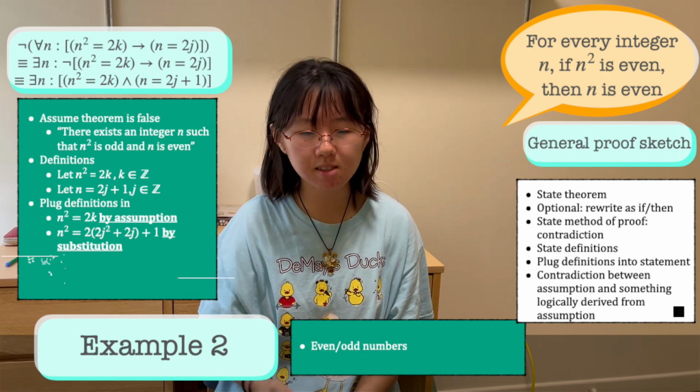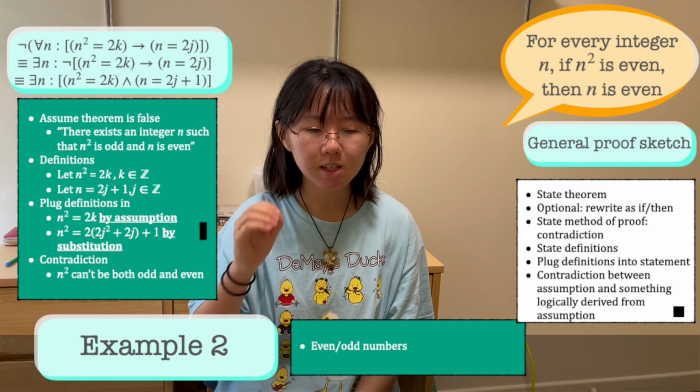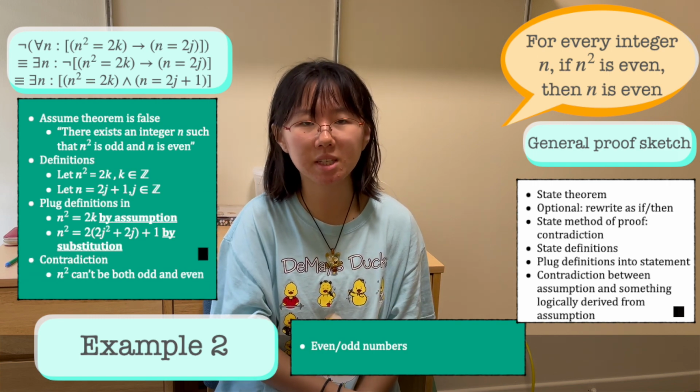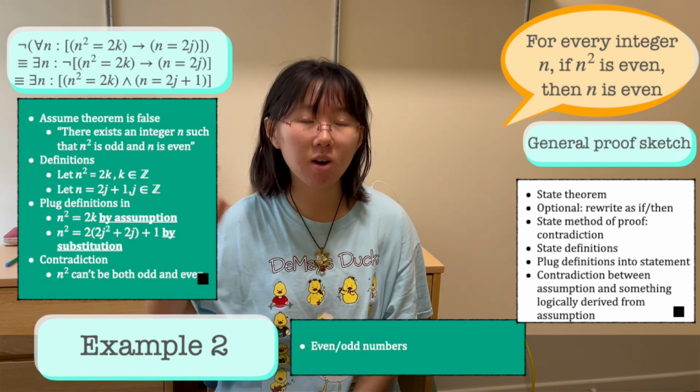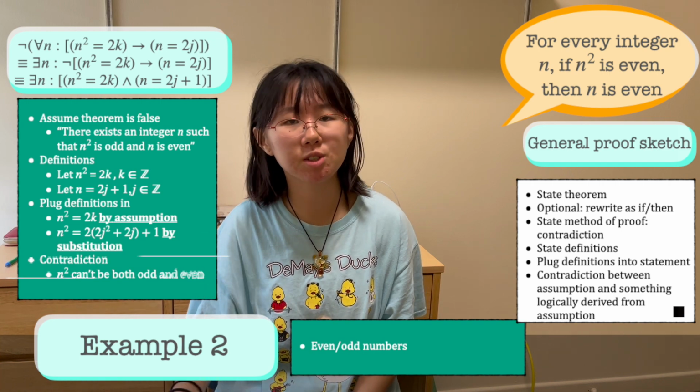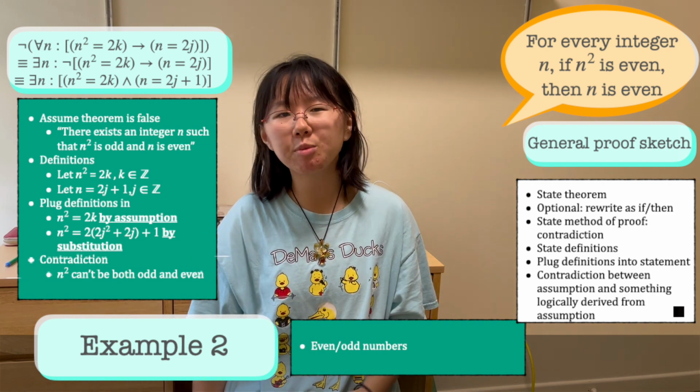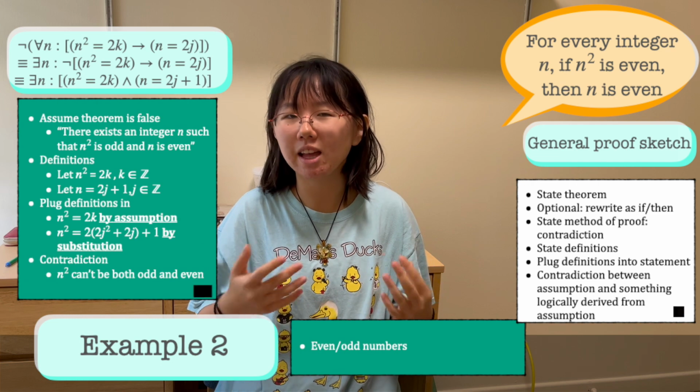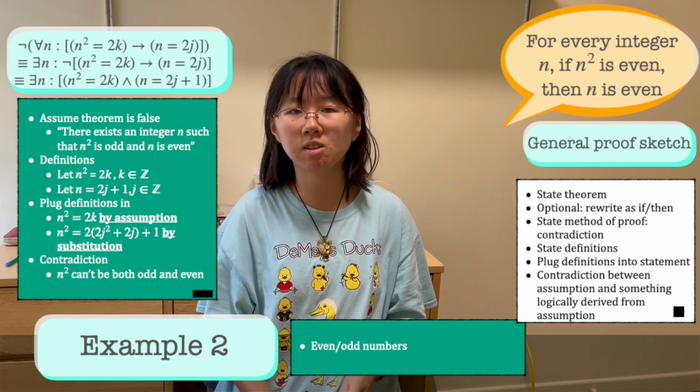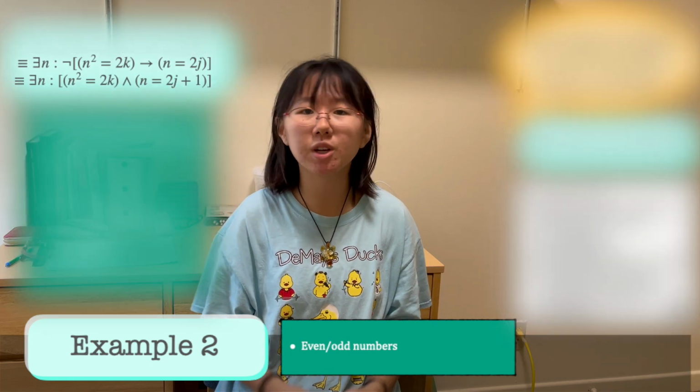So obviously this is a contradiction, because n squared equals 2j means that n squared is even, but our other case, which we got through logic, shows that n squared is odd. A number can't be even and odd at the same time, obviously, so this is an obvious contradiction, and we're done with our proof. Let's do our final example with rational and irrational numbers.